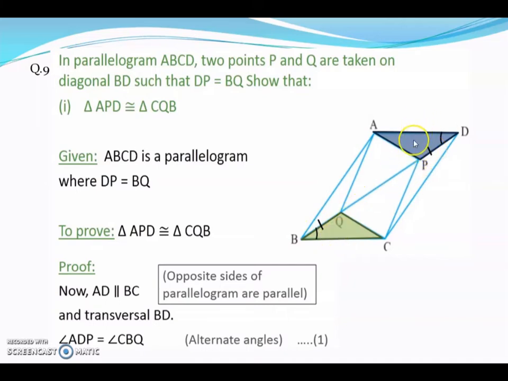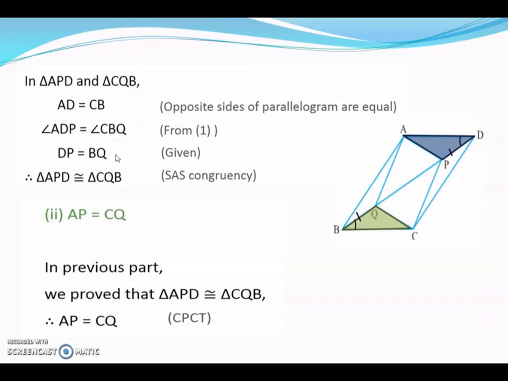And BC and AD are also opposite sides of a parallelogram, so they are equal in length. You can prove by SAS congruency that triangle APD and CQB are congruent. So the second part is proving AP is equal to CQ. Now once you have proved these two triangles are congruent, APD and CQB, then these are corresponding parts of the same triangle. So AP and CQ are equal, you can say, by CPCT.